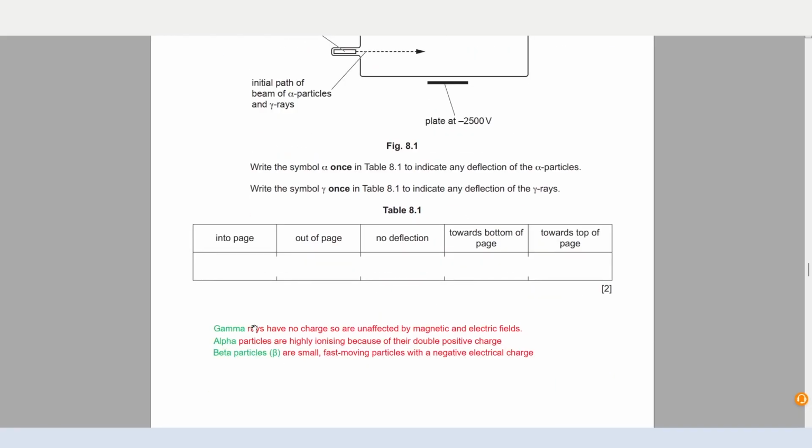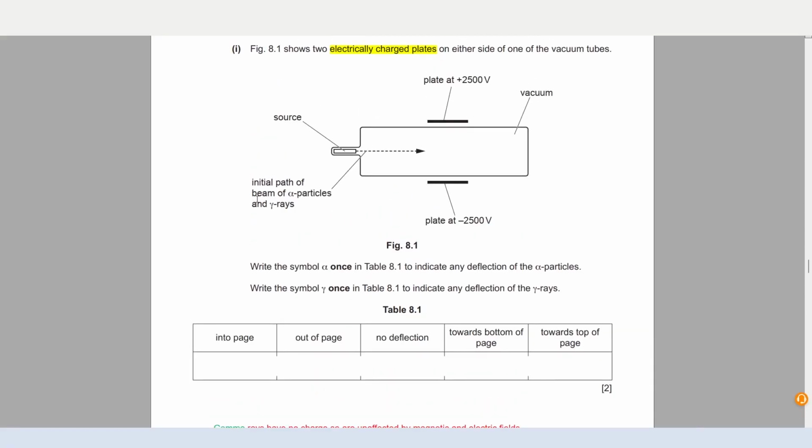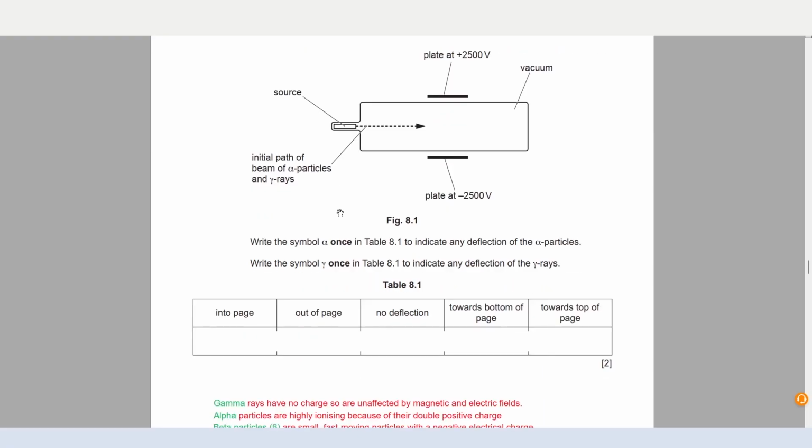We know that gamma rays have no charge, so they are unaffected by magnetic and electric fields. And alpha particles are highly ionizing because of their double positive charge. And beta particles are small and fast moving particles with negative electrical charge. As you can see here, when we fire an alpha particle, as it is positive, it's going to deflect downwards. So it's going to be towards the bottom of the page, which is going to be here. The path it's going to take is like this.